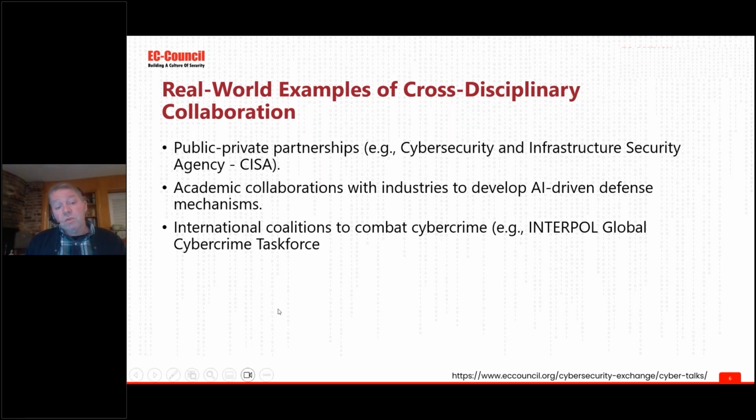So at the national level and the global level, we have to be concerned more with nation states.